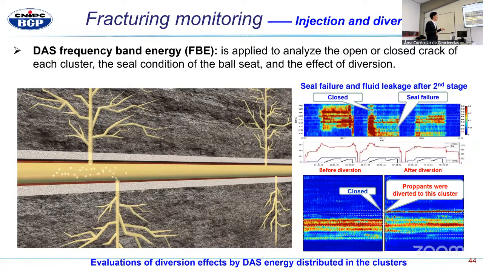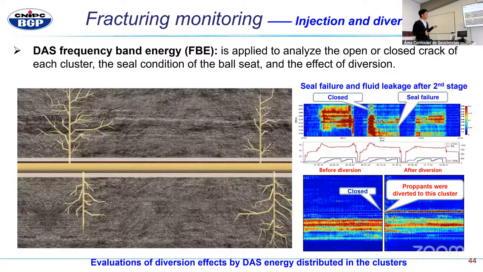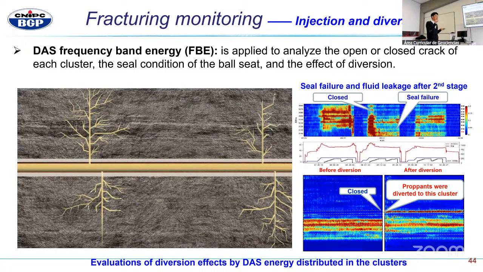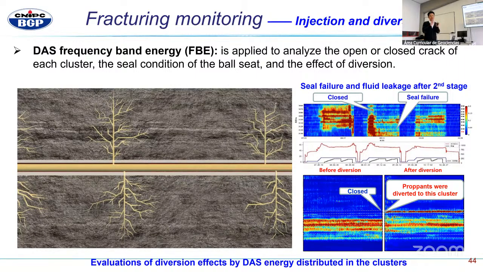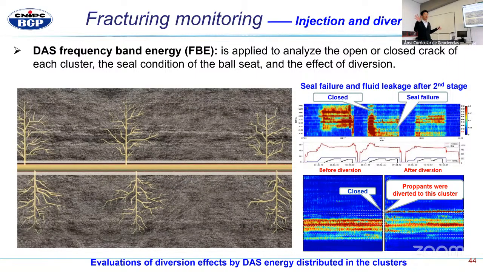And this is precise for what we call the diversion. Once you have the perforation, you want to form the fracture in a network, not in one direction but in many directions. So in this way, we inject some agent or some plug, a ball, to divert the direction of the fracture into another direction. So this is what we call the diversion. So using DAS, we can have some results like this.